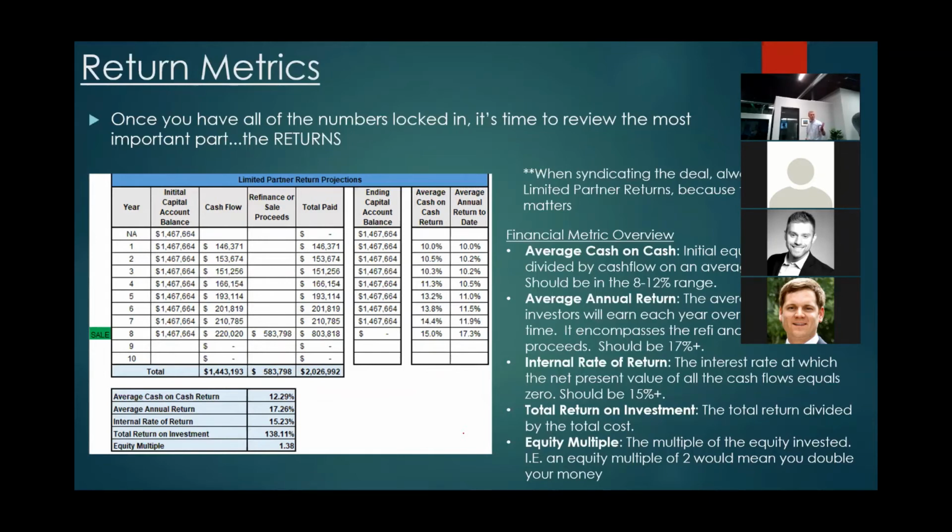Then the two easier ones: total return on investment, which is the total return divided by the total cost. And then your equity multiple, which kind of mirrors that. An equity multiple of 2 would mean you doubled your money over the whole period. So those are some of the common ones to look at.